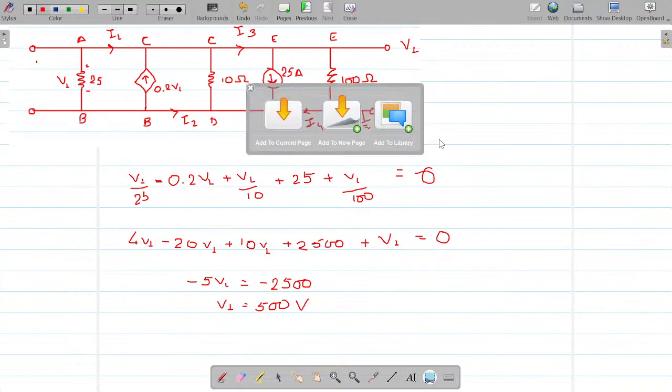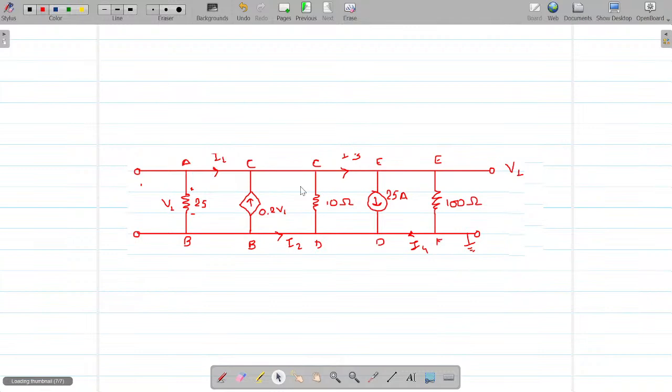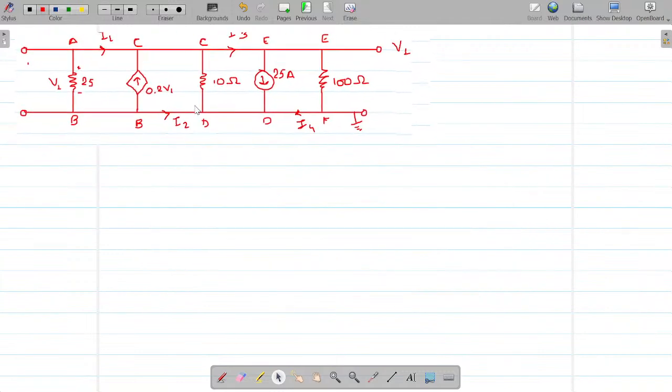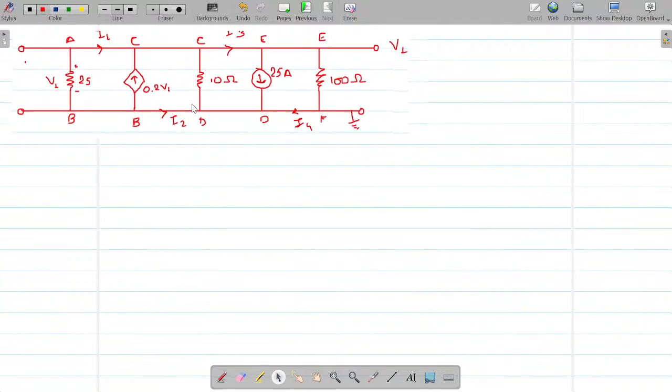So what we have done so far, we have calculated the value of V1, and it is found to be 500 volts, right? Now, still our question is not solved. Why? Because we were to find out what? Currents.